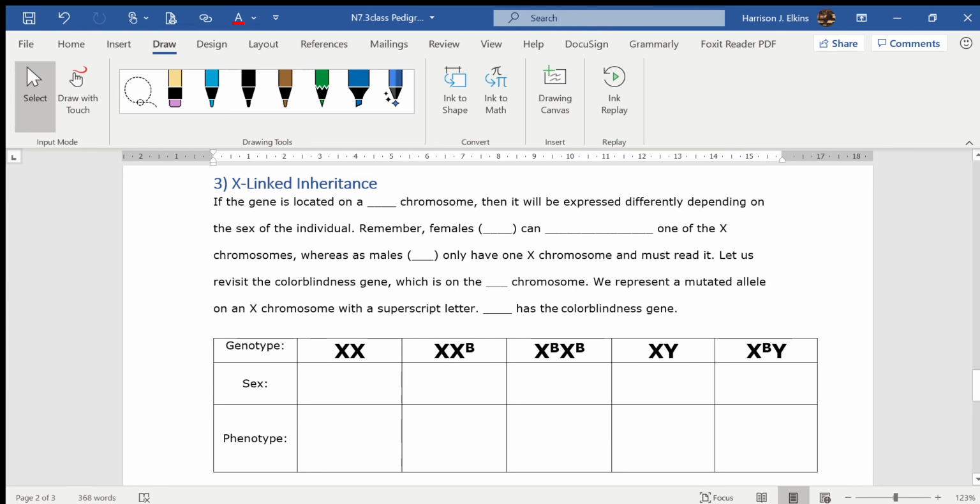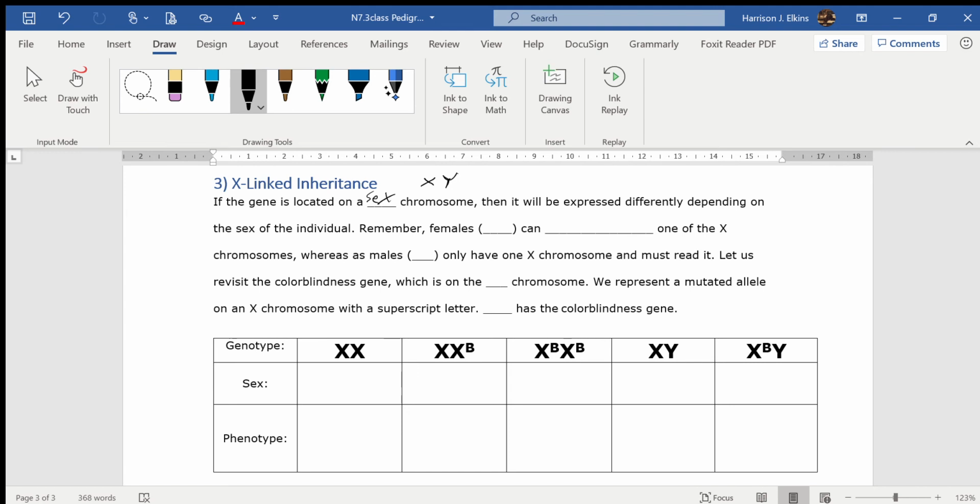Now we're going to look at something even more special. Later this week we're going to look at some X and Y things in royalty, and how the queens of England had different conditions, and that'll be pretty cool. But before we get there, we need to understand how diseases and conditions are passed on through the sex chromosomes. So, if a gene is located on a certain chromosome, and that chromosome is either an X or a Y, and we call those sex chromosomes, so either X or Y in humans, that gene is going to be expressed a little differently depending on the sex of the individual. So if the person's a male, it might be expressed differently than a female.